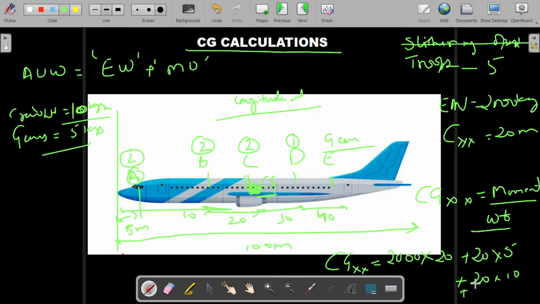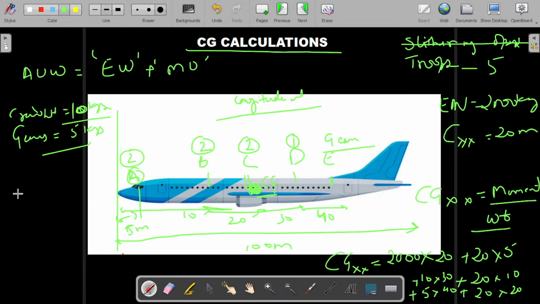at Charlie, C point, you can see 2 people are sitting, again 20 into, but the moment arm is 20 meter, plus I'll just write it here, at Delta, D point, 1 person is sitting, 10 into, the distance is 30, plus gear is at Echo point, E point, which is of 5 kgs, but the distance is 40 meters.